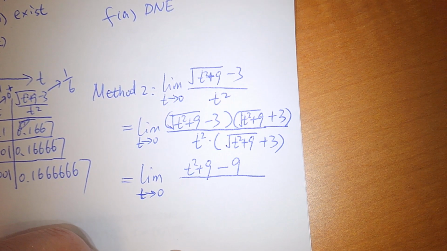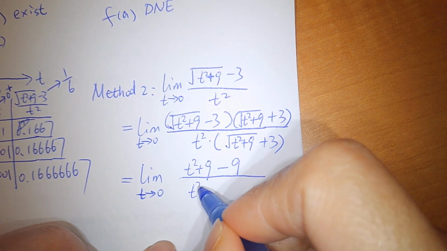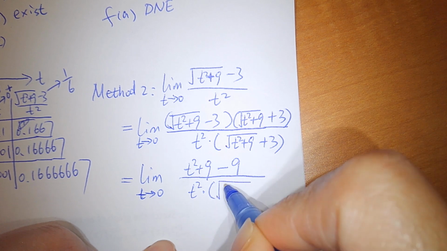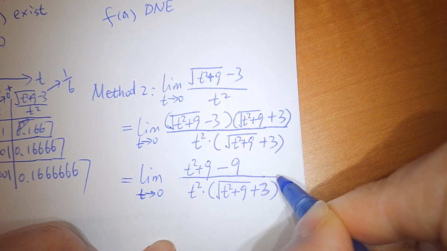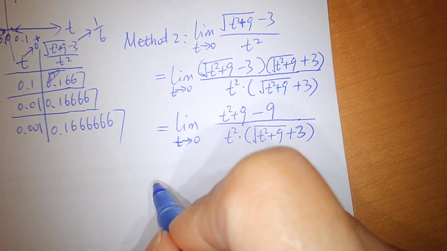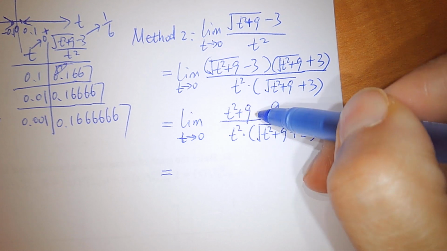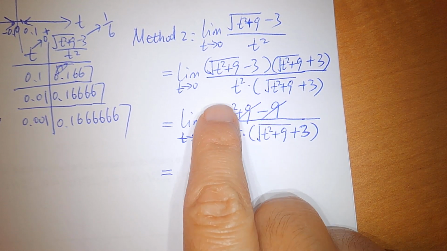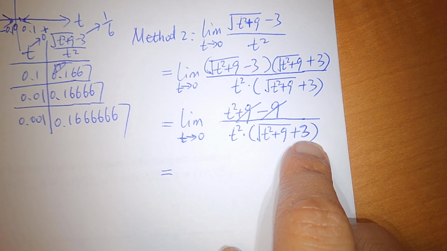Everybody agree with Simon? Alright, on the bottom, what do we have? T squared times square root of t squared plus 9 plus 3. Okay? Alright. What do we have on the top? What's 9 minus 9? Gone. So we have a t squared over t squared times this parenthesis, right?